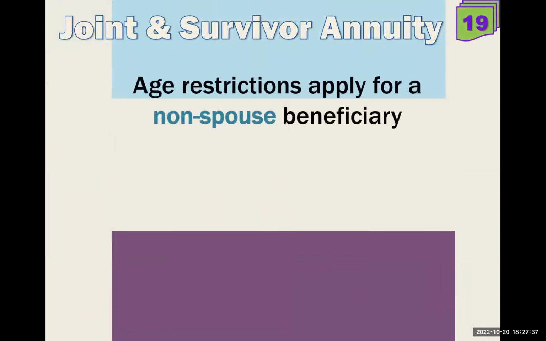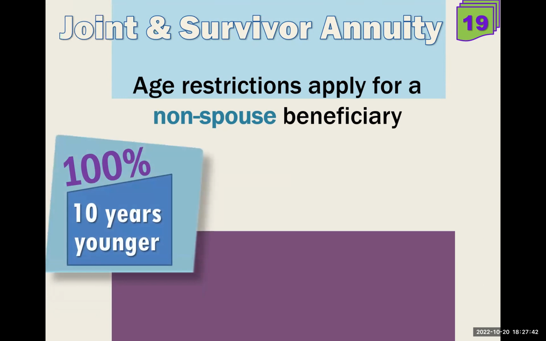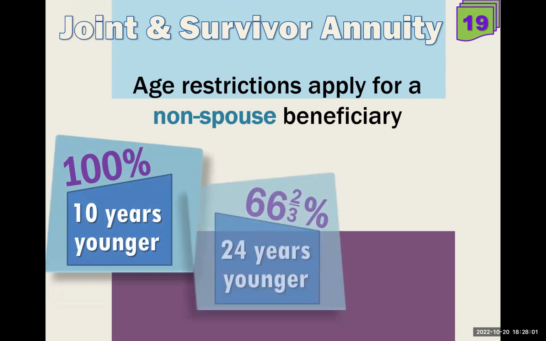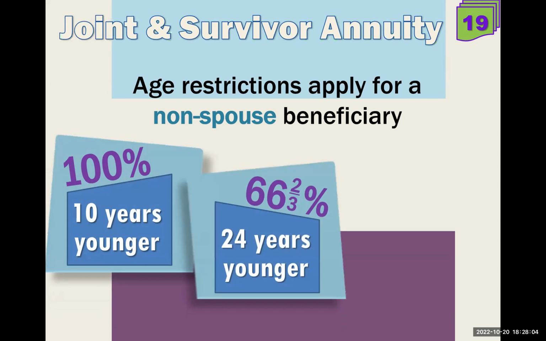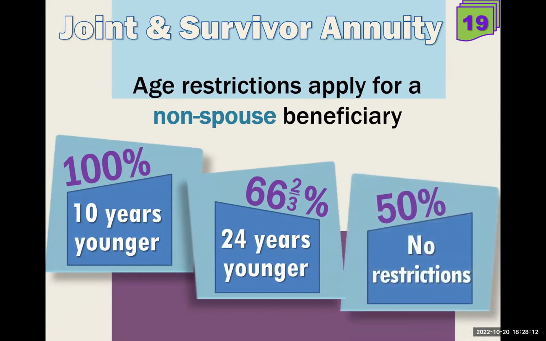If you decide to choose one of the joint and survivor annuity options, there are age restrictions, but only if your beneficiary is not your spouse. There are no age restrictions for your spouse. So if you wanted to choose the 100% joint and survivor option and you have a non-spouse beneficiary, they can't be more than 10 years younger than you. For the 66 2/3 option, your non-spouse beneficiary cannot be more than 24 years younger than you. And with the 50% option, there are no age restrictions.